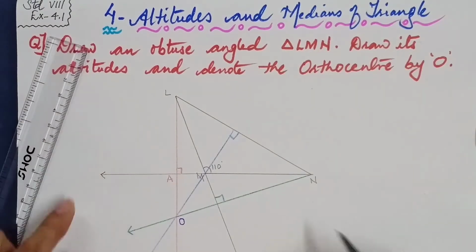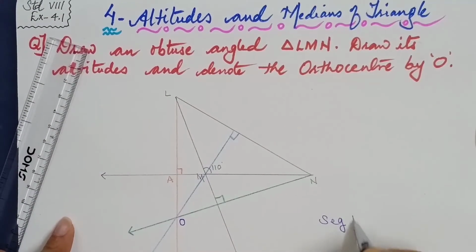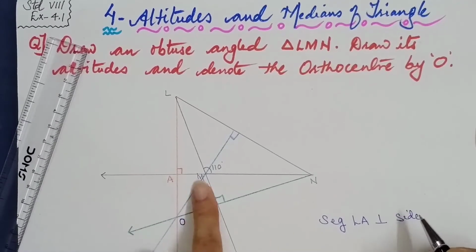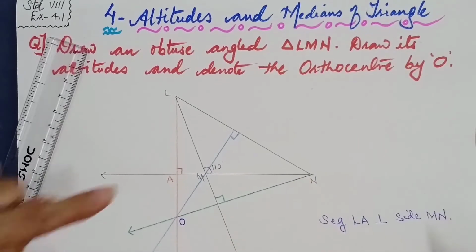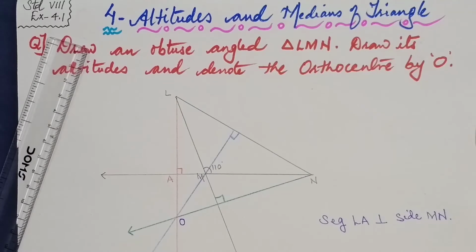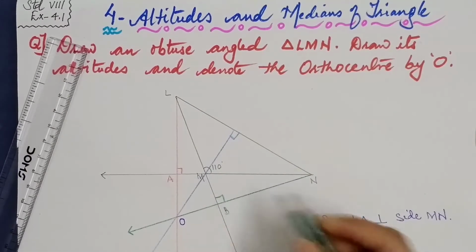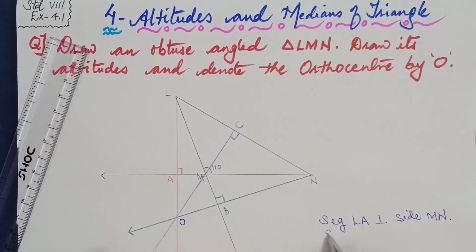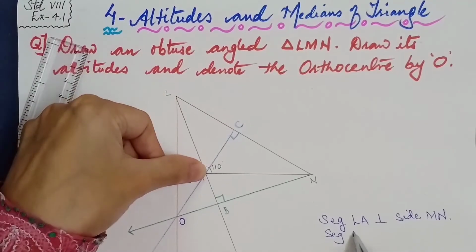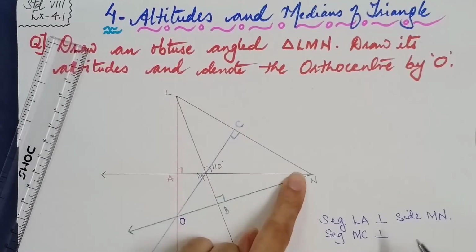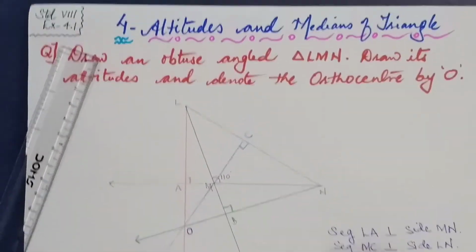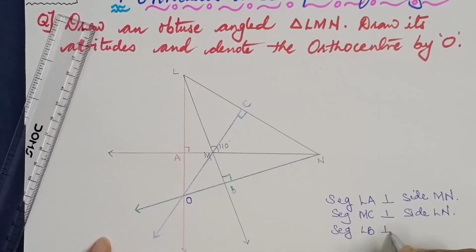So here we can write segment LA perpendicular to side MN. Let us name these points as B and this point as C. Then we can say segment MC perpendicular to the side LN. And then the last one is segment LB is perpendicular to OM.